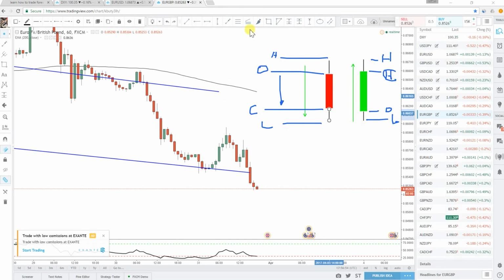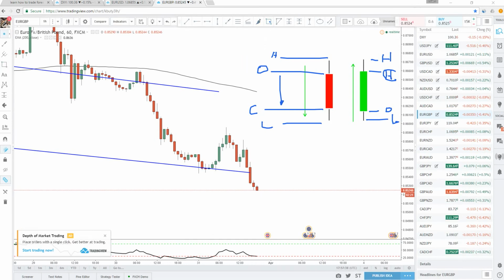So that's all you have to know, guys, about the candlestick chart.